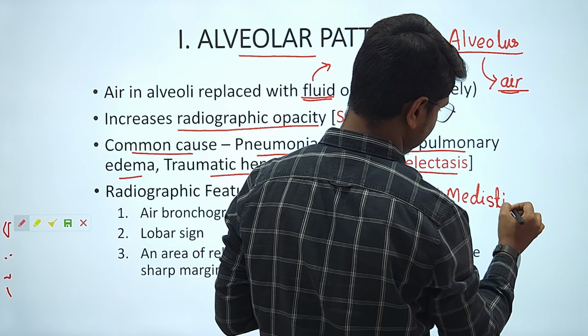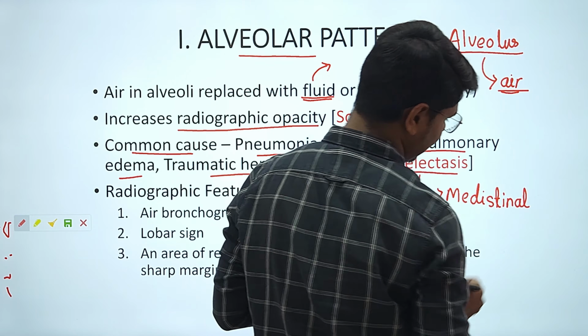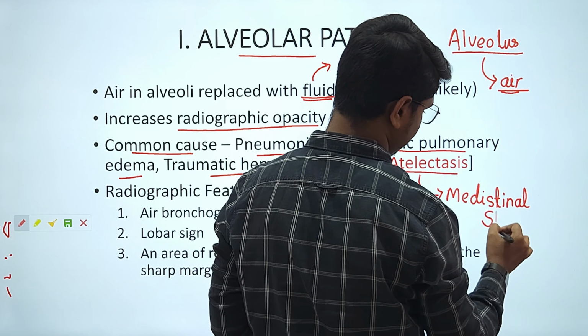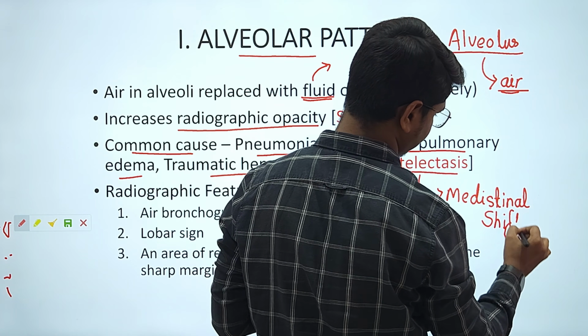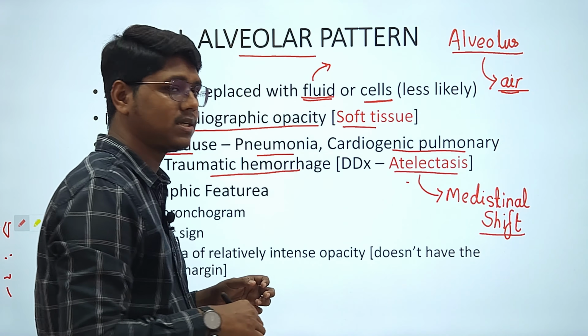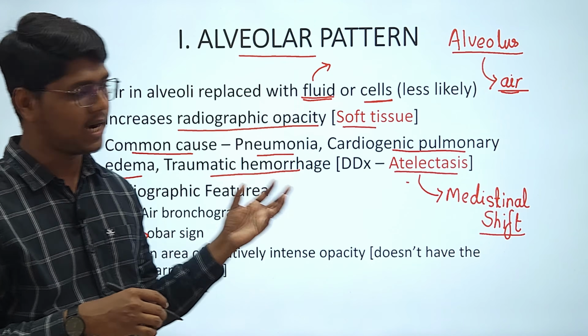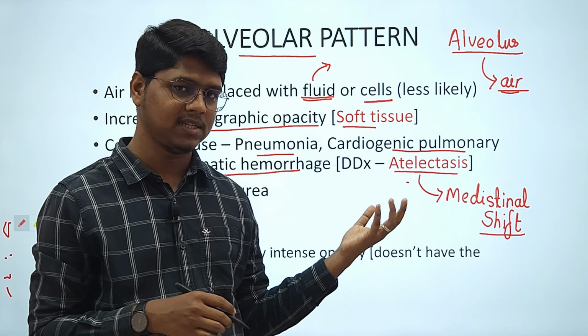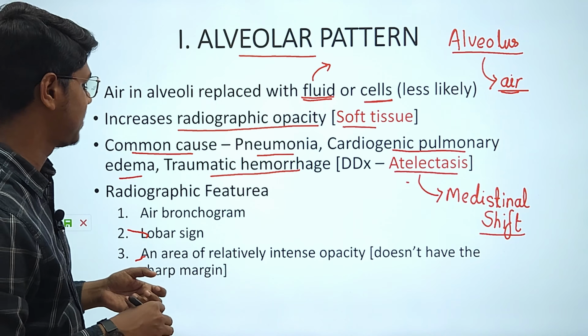Can you tell what is the reliable sign of mediastinal shift? I have discussed in mediastinal shift. It is the heart. When the heart is pushed to some side, then it is a reliable indicator that the mediastinum has been shifted.